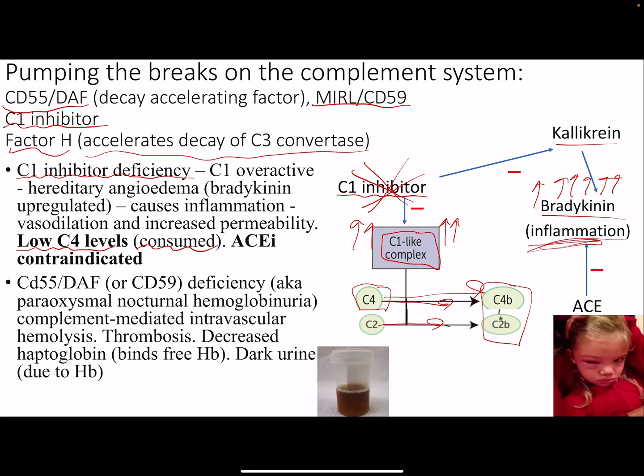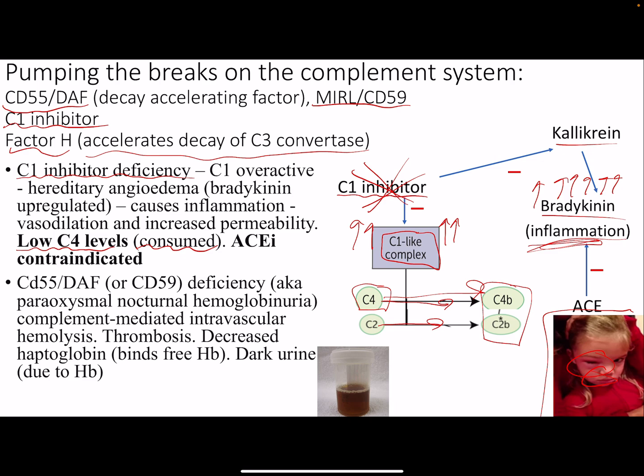Bradykinin causes inflammation. It causes vasodilation. It makes the endothelial cells more permeable, so blood can flow out of the vessels and into the interstitial fluid, into the tissue, causing swelling. And this especially affects kids. And you can see that this girl has what's called hereditary angioedema, or specifically angioedema is just kind of like swelling of the face. And that's specifically because C1 inhibitor deficiency causes elevated levels of bradykinin, which causes excessive inflammation.